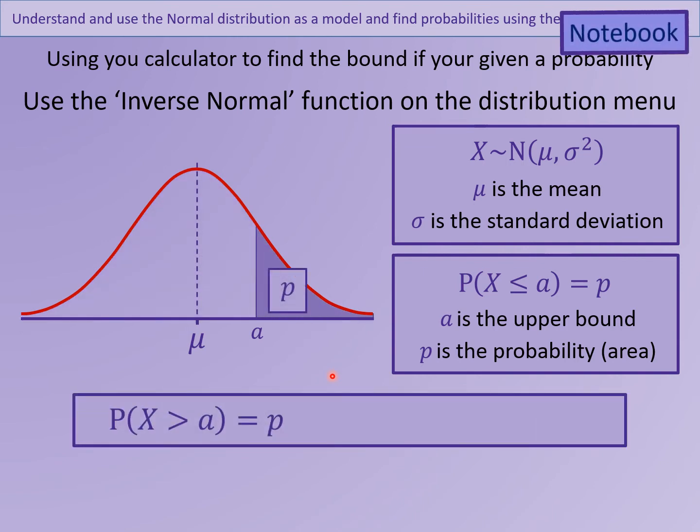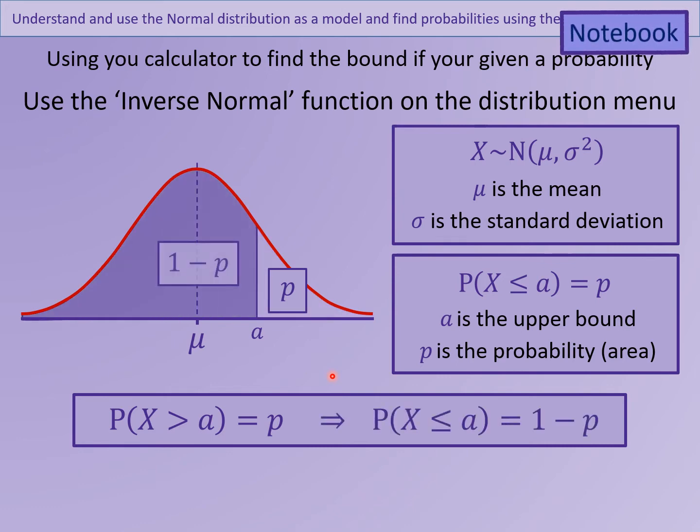Sometimes it's a greater than. So if the question is a greater than and your calculator can't do that because your calculator only does less thans, then what you need to do is look at the probability of less than A. Now the probability of less than A is always 1 minus the probability. So if the probability is, let's say, 10%, 1 minus P would be your 90%. If that's 0.2, that would be 0.8.